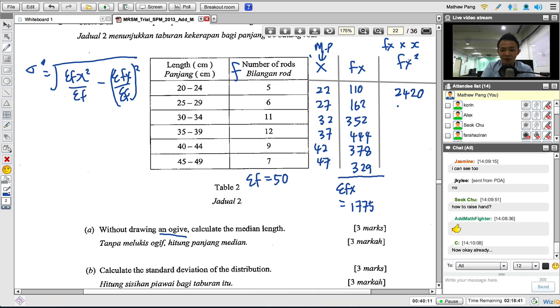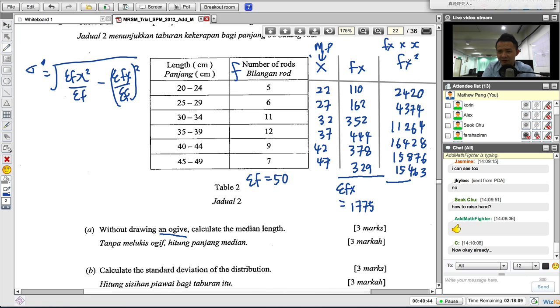27. So this one is 4374, and 352 multiplied by 32. Then this one will be 11264, and 444 multiplied by 37 is 16428, and 378 multiplied by 42, which is 15876, and the last one is 329 multiplied by 47, is 15463. Yeah, for this part you must be careful, because when the numbers get too big, sometimes you will write something wrong, and then you just add everything together.